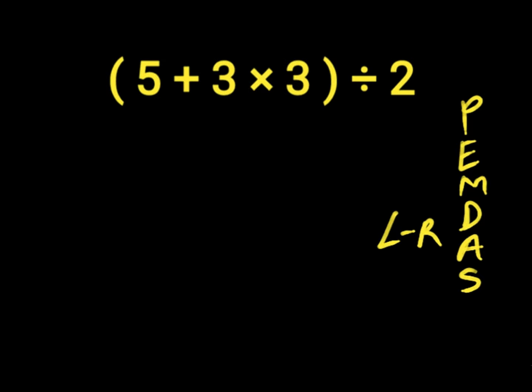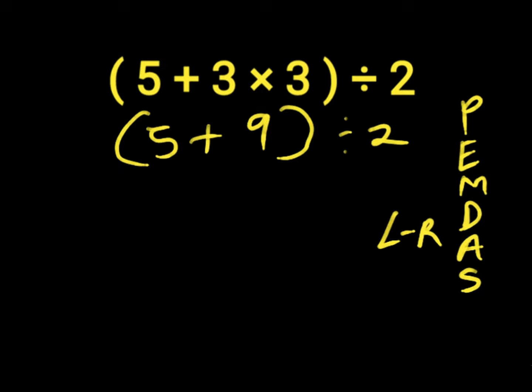So 3 times 3 will give us 9. Then we have 5 plus 9. We put it down in our parentheses. Then we have divided by 2. 5 plus 9 will give us 14. Then 14 divided by 2. 14 divided by 2 will give us 7. 7 is the right answer to this expression.